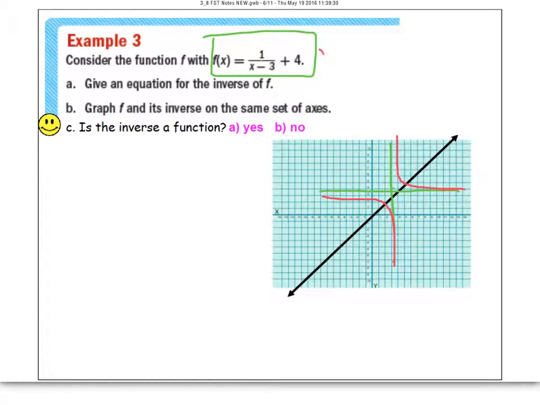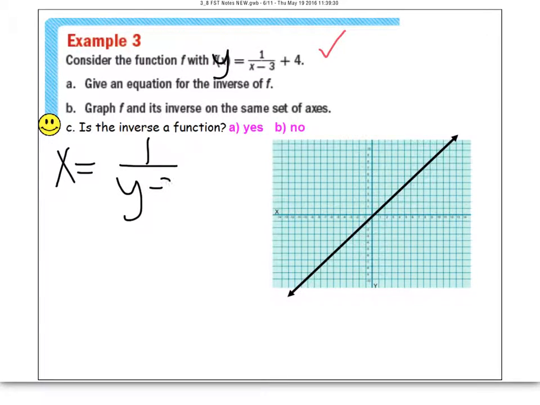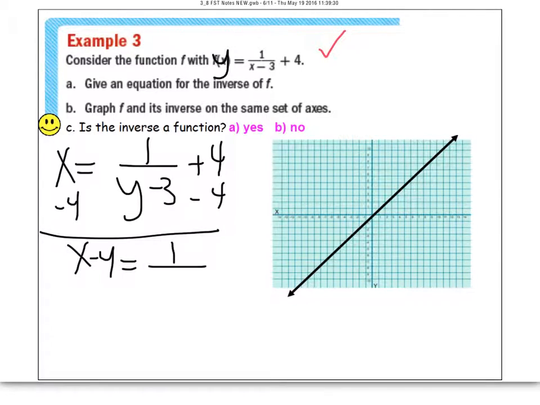The parent function is more stripped down, so this is our pre-image in the red. There are some asymptotes there. To find the inverse, again, be careful. f of x just means y, so let's flip-flop x and y. We're going to have that. Now to solve this one, I want to get this y by itself, so keep this first. Let's move the 4. I'm going to subtract 4 from both sides, which leaves me with x minus 4 equals 1 over y minus 3.